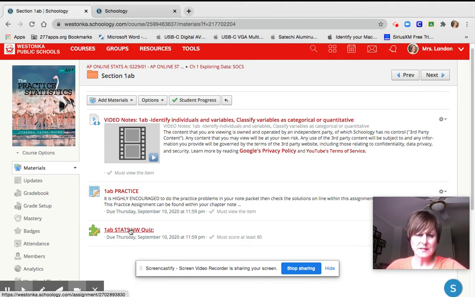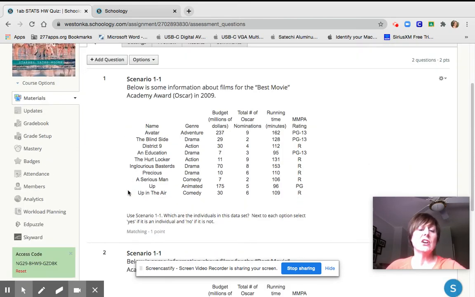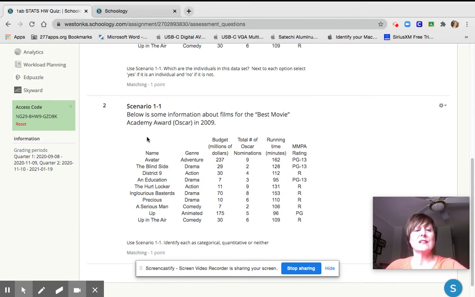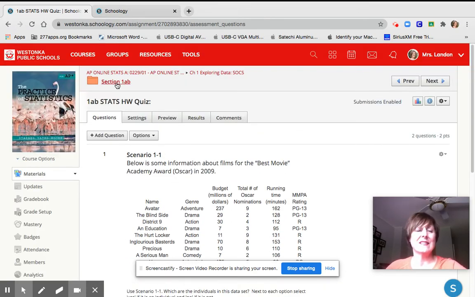So if you click on this, this is where you're going to have fill in the blanks, maybe some matching. You're going to have various questions. This one here is going to be a matching question. This one here is another matching one. Again, it could be fill in the blanks and things of that nature.